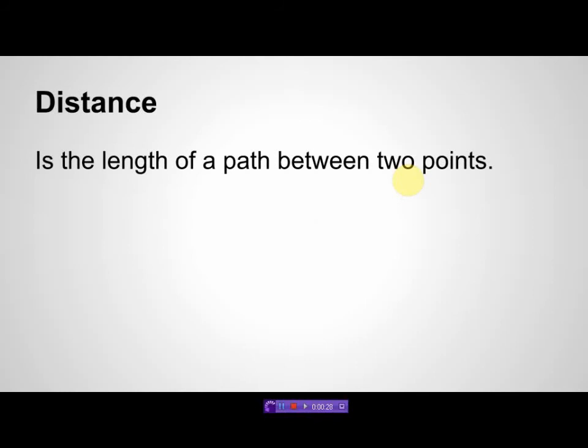Distance is the length of a path between 2 points. So the path, how you got there, matters. If you take the long way around, it's going to be different. It's going to be longer than if you take the short way around.